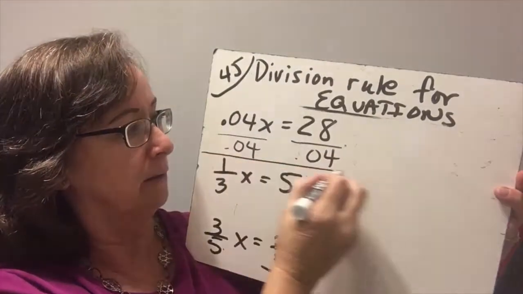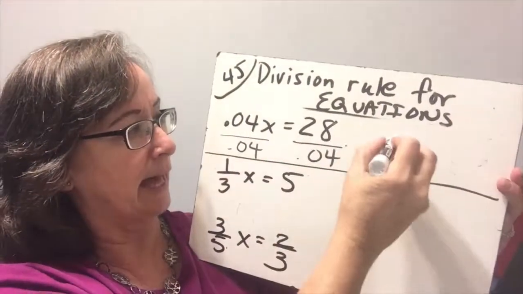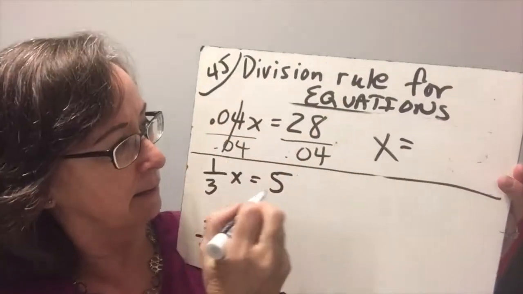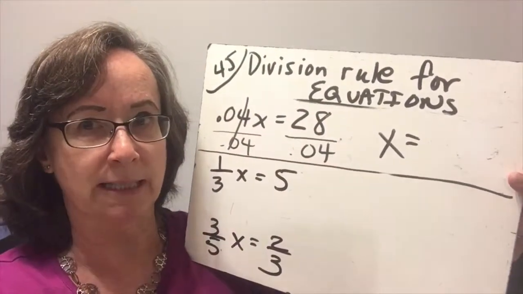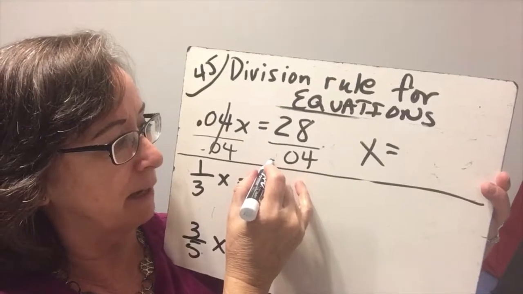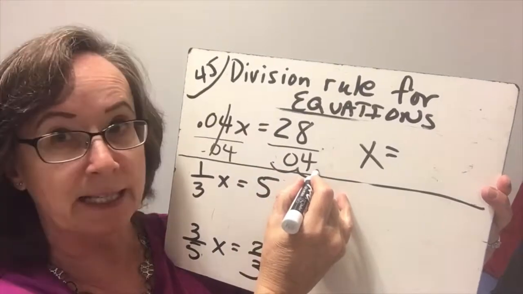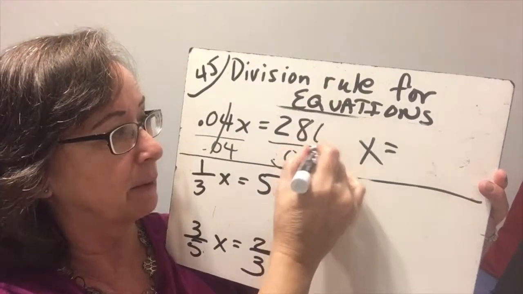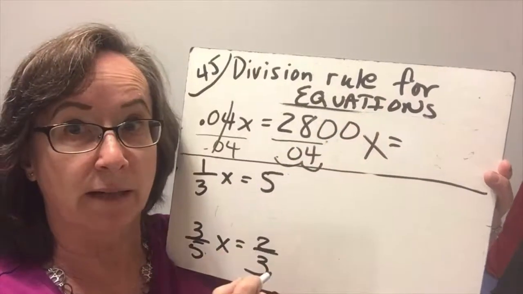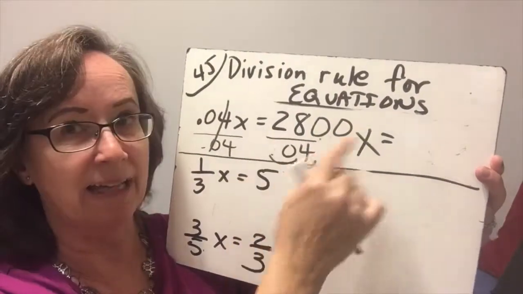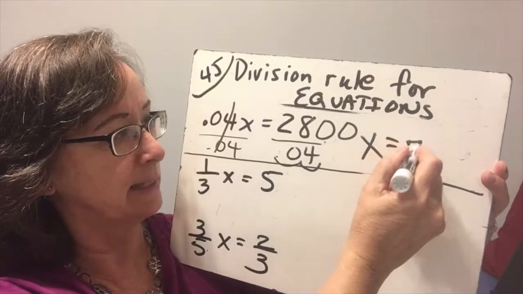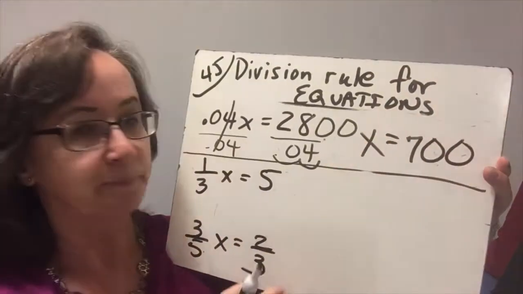All right, so now we're going to divide by 0.04 and divide by 0.04. But now that gives us x, because these cancel. 28 divided by 0.04 is going to, now I'm not even going to put this in a division. I'm going to move this one 2 to the right. I'm going to move this with 2 zeros. So 2800 divided by 4 is 700.